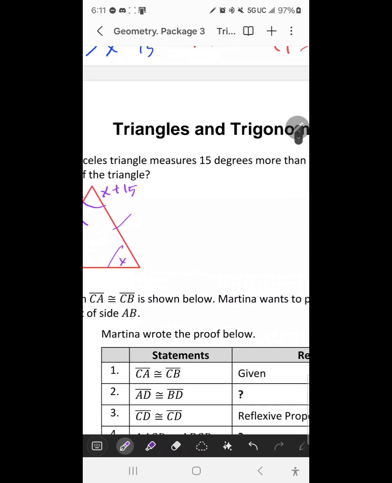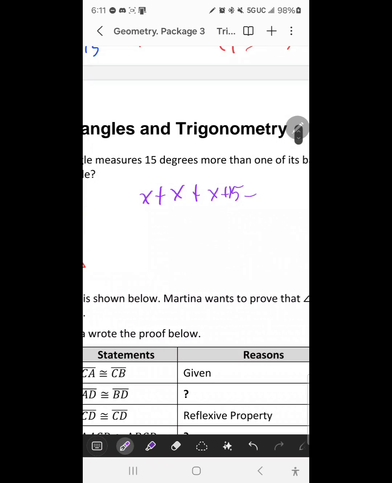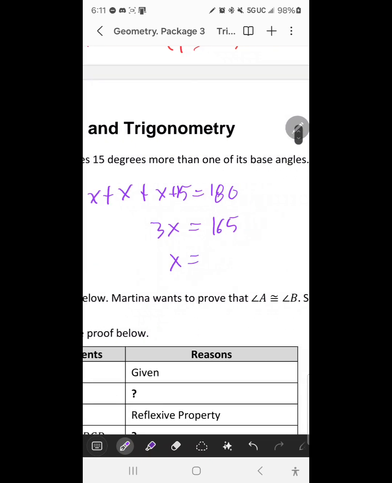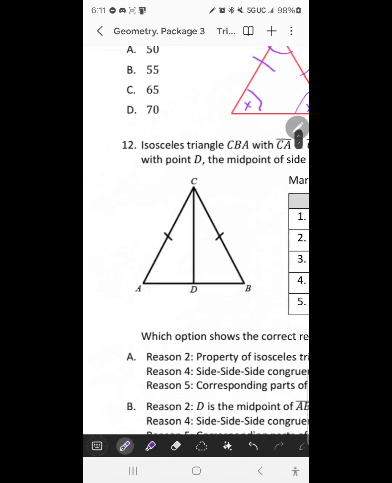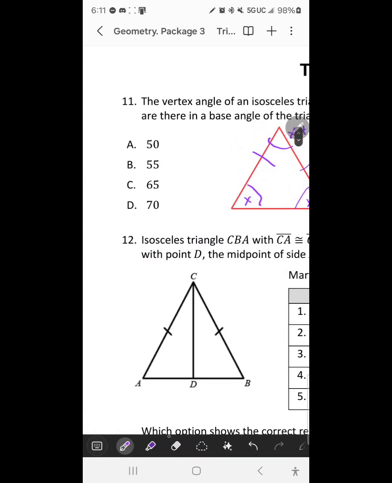Now, based on this, I can just say that x plus x plus x plus 15 is equal to 180. So 3x equals 180 minus 15, which is 165. Now, x will be equal to 55 because 165 divided by 3 is 55. So the measure of any of the base angles will be 55.